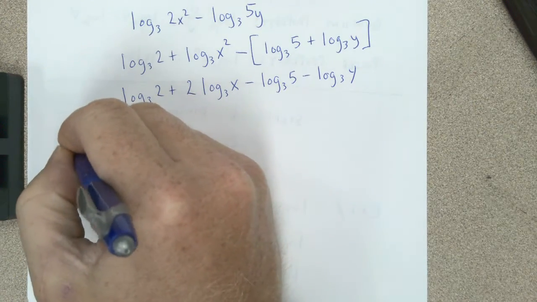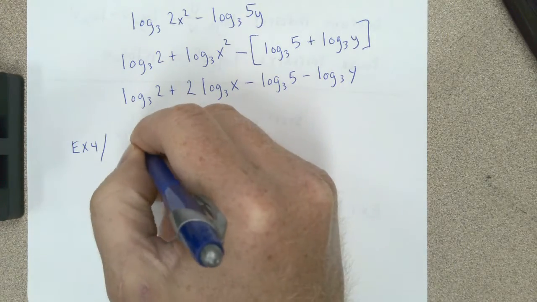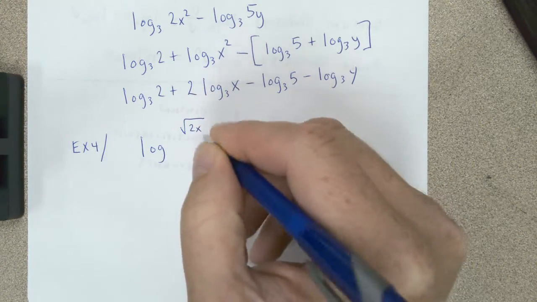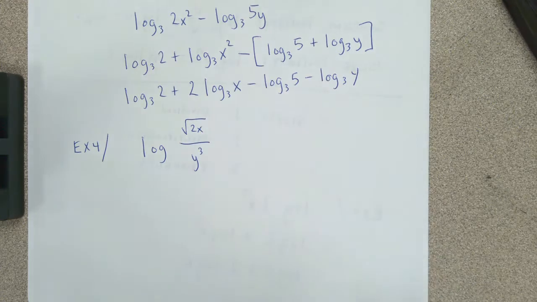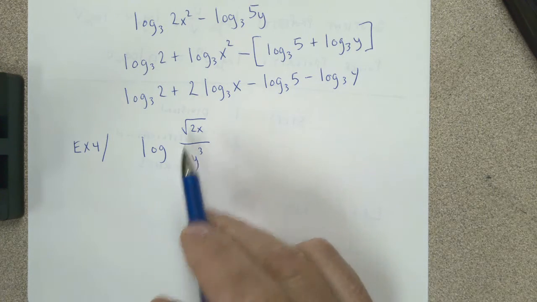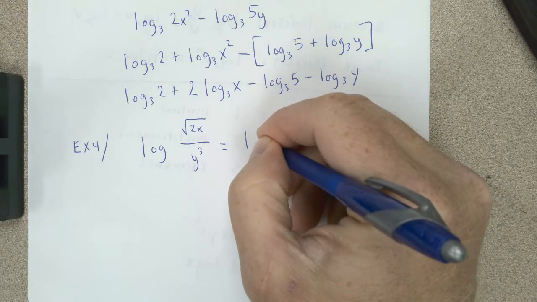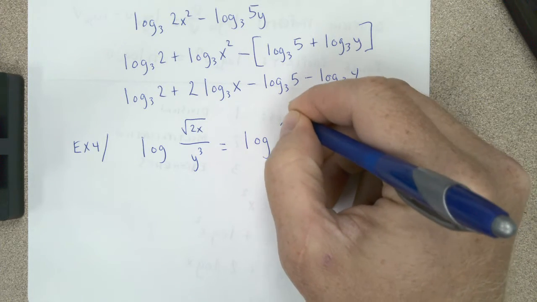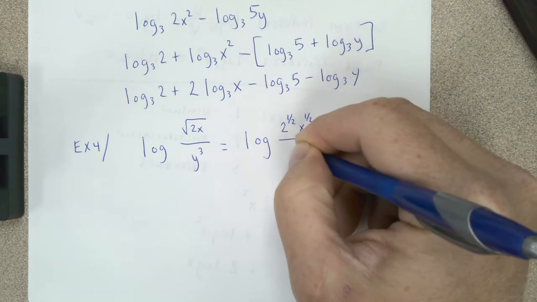Okay, let's try one more expanding. Let's say that we have the log of the square root of 2x over y to the third. Now on this one, I'm doing one that has a radical in it, just so that you can see how we can change to exponents here. This is also the same thing as the log of 2 to the 1/2 times x to the 1/2 all over y to the third.